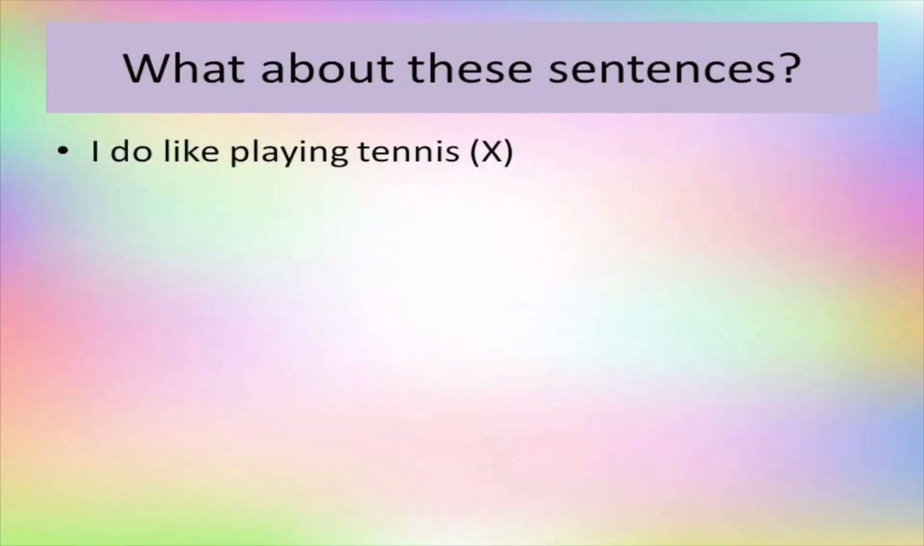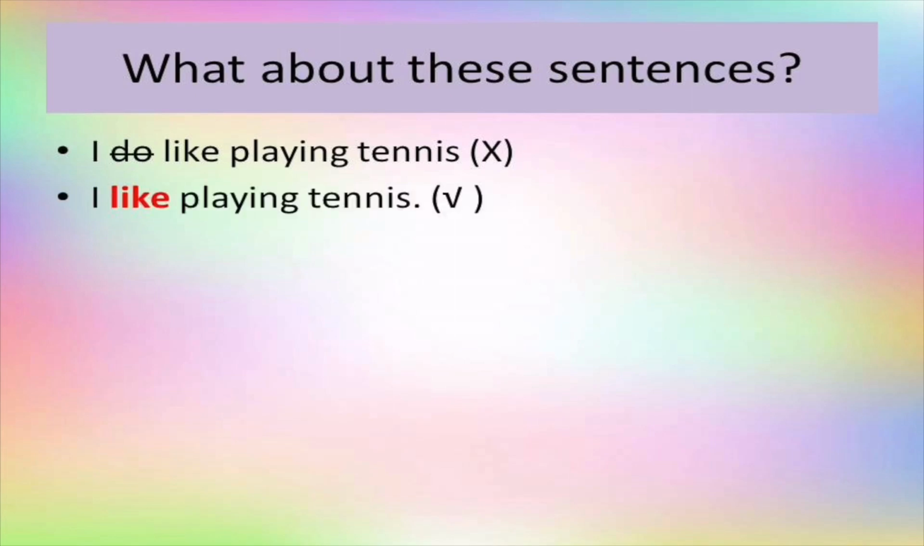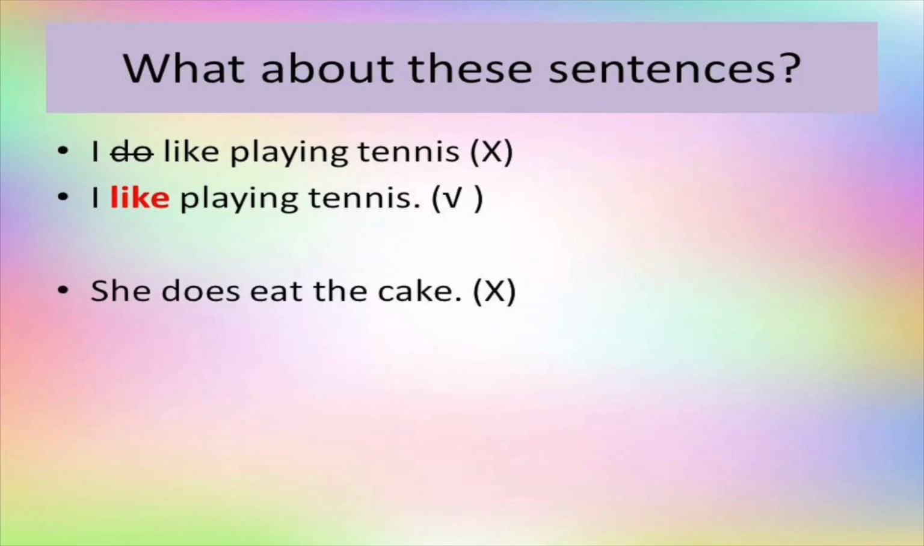What about the positive sentences for the do verb? I do like playing tennis. It's very uncommon for you to say that. You straight away say, I like playing tennis, right? So that is for plural subject or I and you. What about singular subject? She does eat the cake. It sounds very odd, right? So you straight away say, she eats the cake.